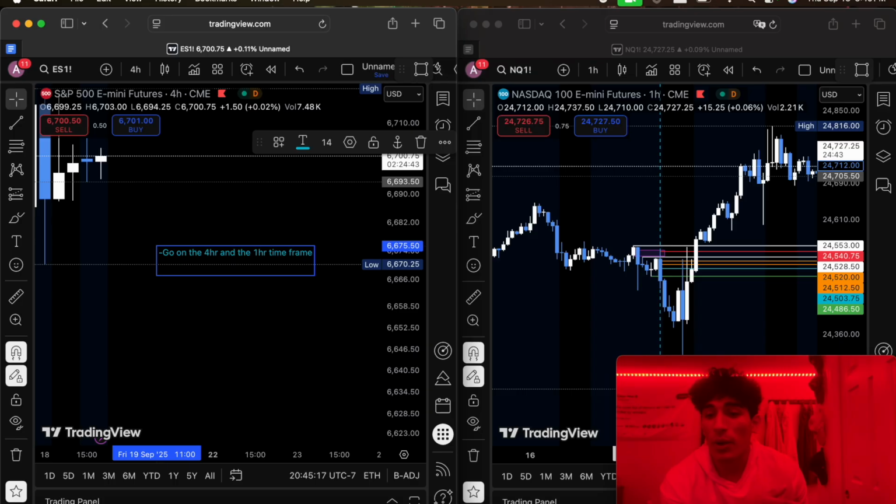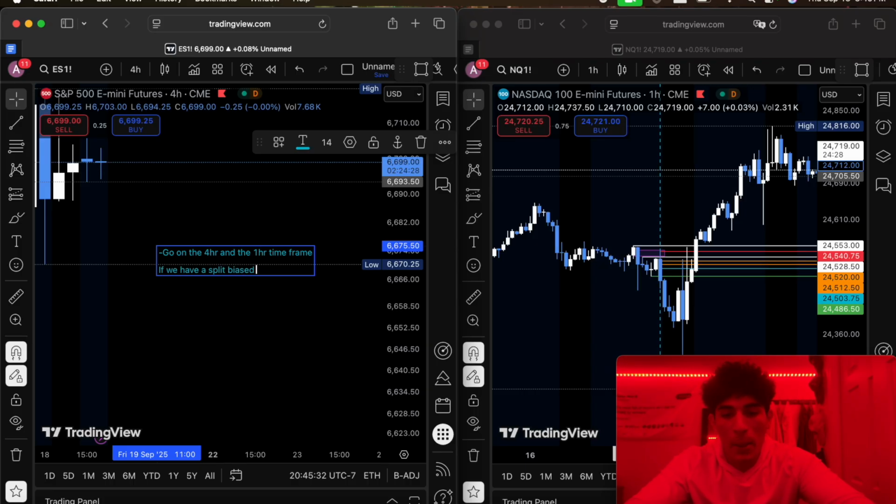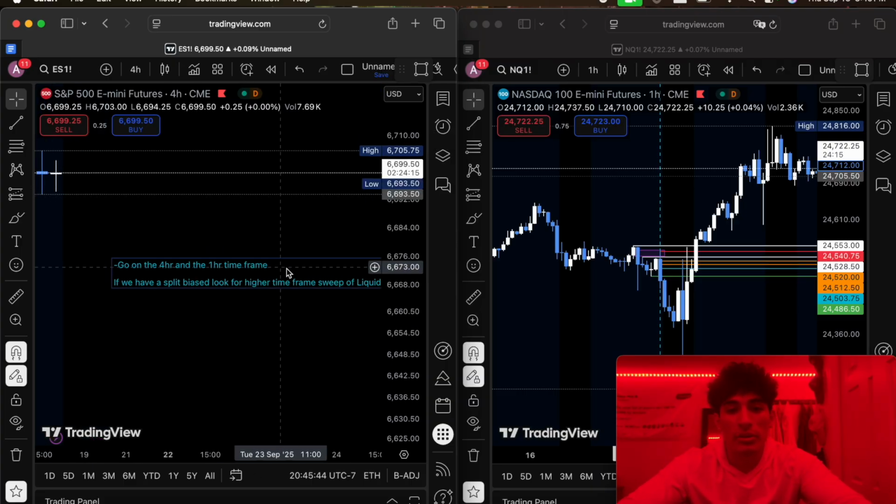Contrary to that, we also have times where we have a split bias. One of them will be bullish, the other one will be bearish. That's when I tend to wait for a higher time frame. So if we have a split bias, look for a higher time frame sweep of liquidity.